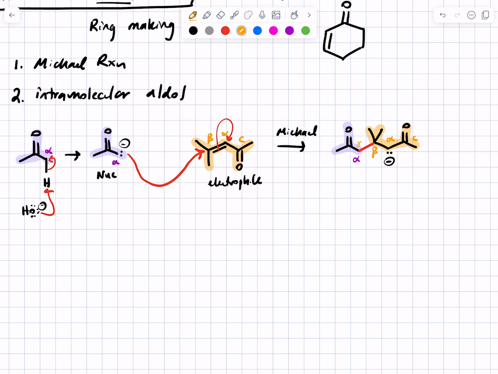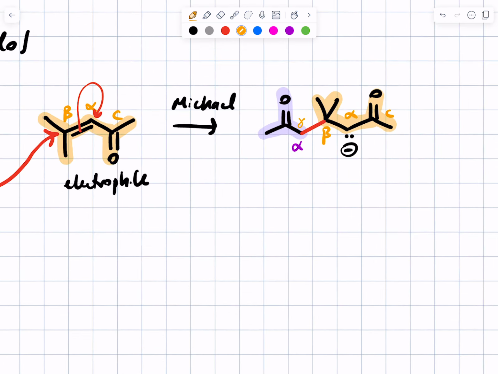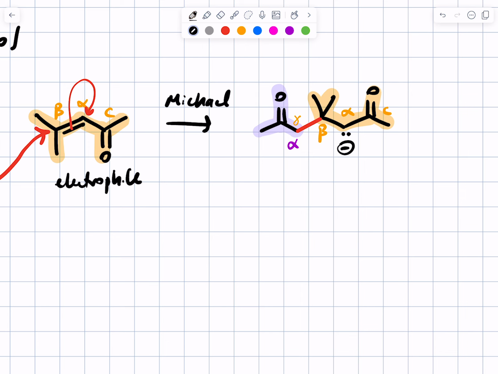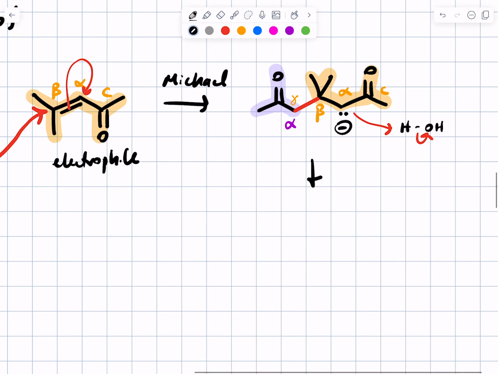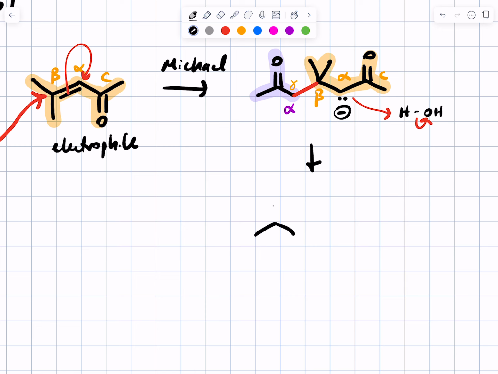All we're going to do now is protonate on that alpha carbon to get the neutral product. And I want you to pay attention to the pattern that we fulfill when we do so. This is probably just protonated by water. And I want you to notice that the product is a 1,5 diketone.